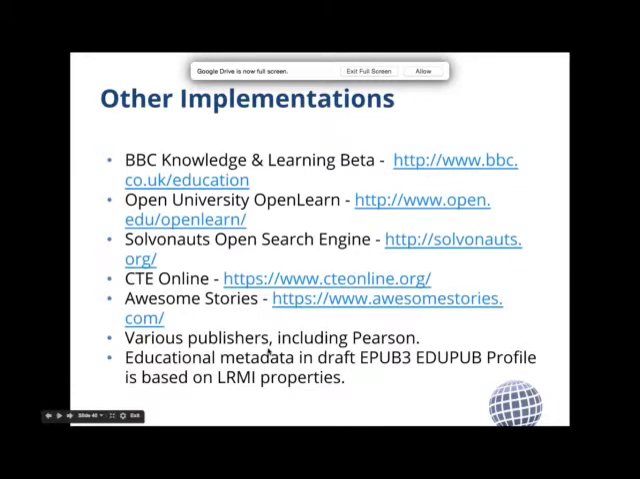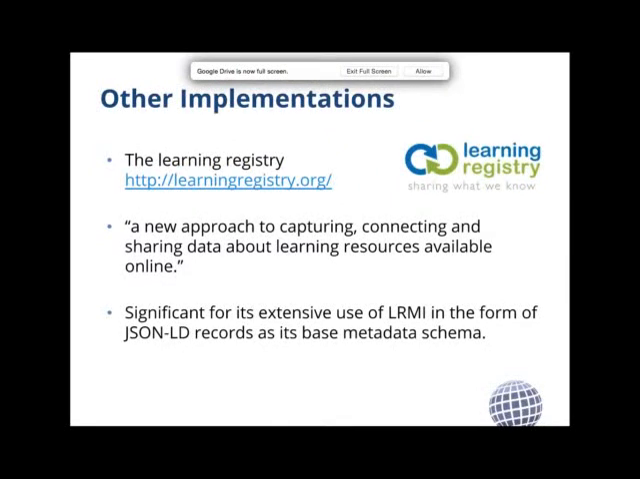I've been focusing over the last couple of minutes on implementation of LRMI by platforms and developers who are particularly interested in open education resources. But as I mentioned earlier, LRMI has also been quite widely adopted by the publisher community. Quite a wide range of commercial publishers have adopted LRMI, including various parts of Pearson. In some cases, they have used LRMI to disseminate their resources, but in other cases, they're using LRMI actually to manage their resources internally within the companies, and I believe that's the approach that Pearson have taken. And it's also worth mentioning that the educational metadata in the draft EPUB 3 EduPub profile is also based on LRMI properties. So I think there are some really interesting affordances there of using LRMI within EPUB 3 ebooks within the education community.